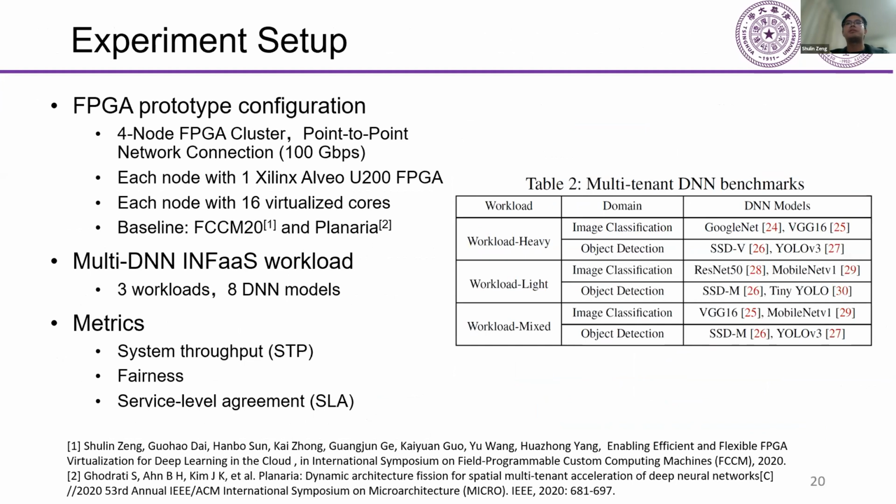Next, I will demonstrate some experimental results. We set up a 4 FPGA cluster with each FPGA with 16 virtualized DNN accelerator cores. The baseline designs are our prior work on FSM and Planaria. We set up a multi-DNN inference as service workload to evaluate the 3 metrics, that is system throughput, STP, fairness, and service level agreement, SLA.